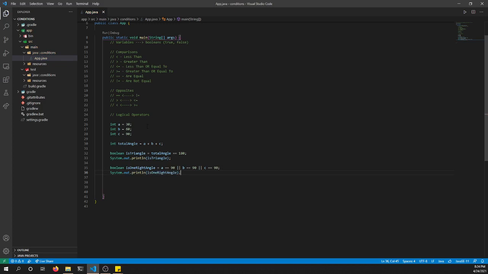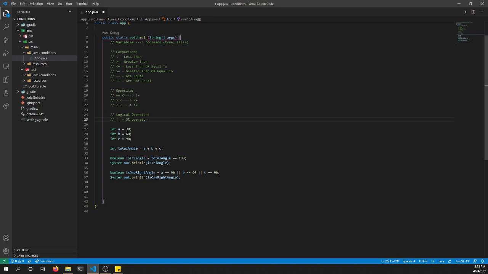So everything should look about the same as we've seen before, except this line looks a little different. Right? We definitely see, okay, this looks like it's checking is A 90. This looks like it's checking is B 90. And this looks like it's checking is C 90. But then we've got this weird symbol between them, two vertical bars, or two pipe symbols. And these symbols together are the OR operator.